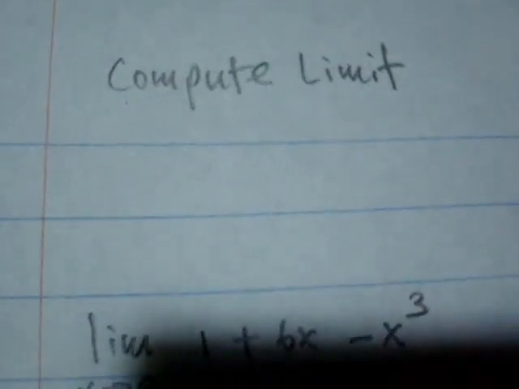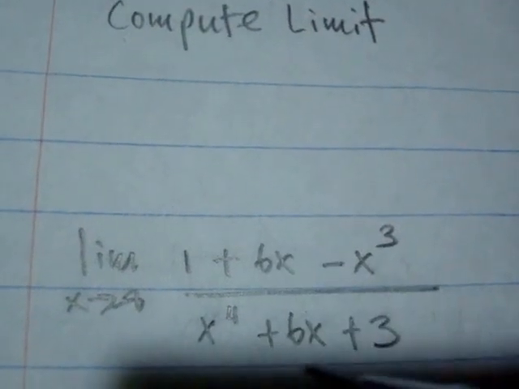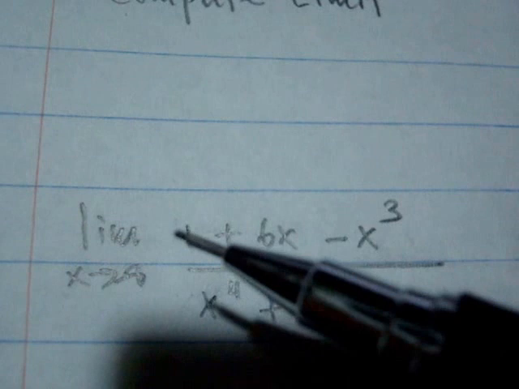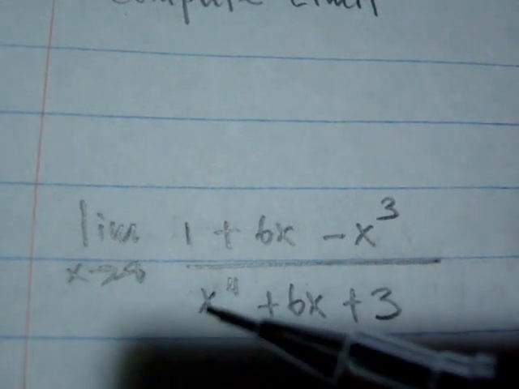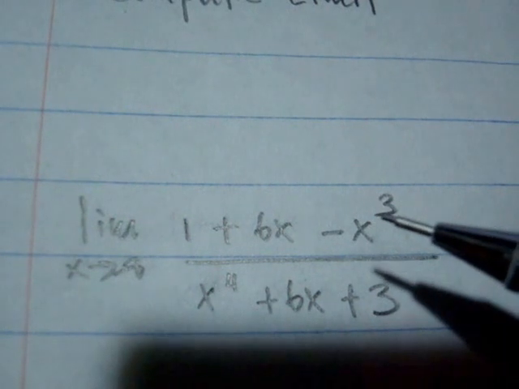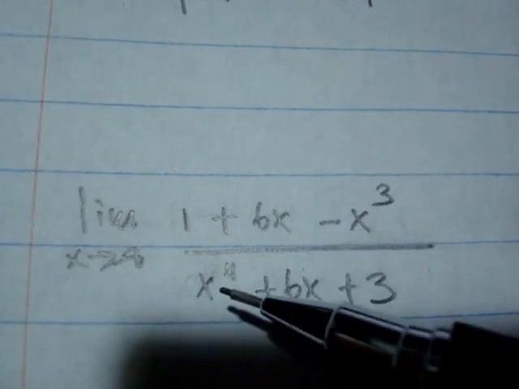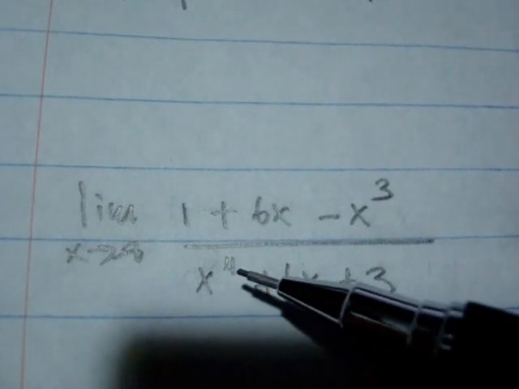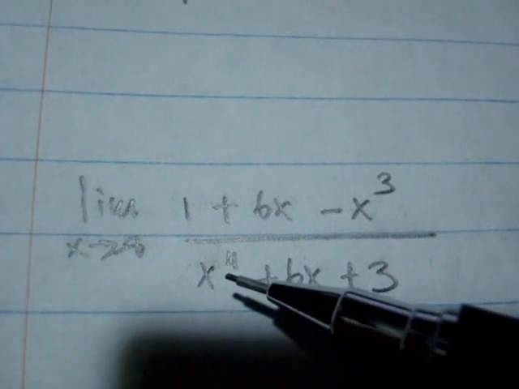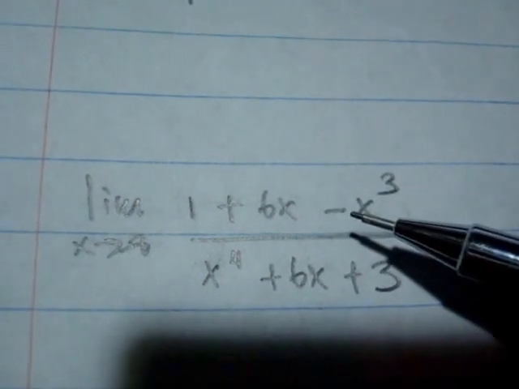Compute the limit. Let's say that you are given this rational expression for the limit as it approaches infinity. To solve this problem, the first thing you need to recognize is that the numerator's highest degree is x to the third, and the denominator's highest degree is x to the fourth. So it indicates that the denominator's leading term, which is the highest degree, is greater than the numerator's.